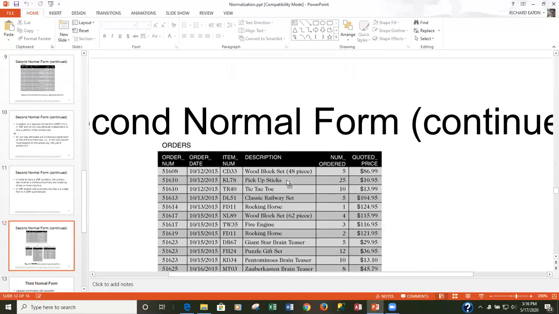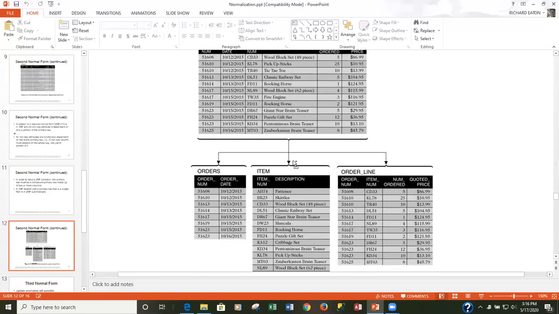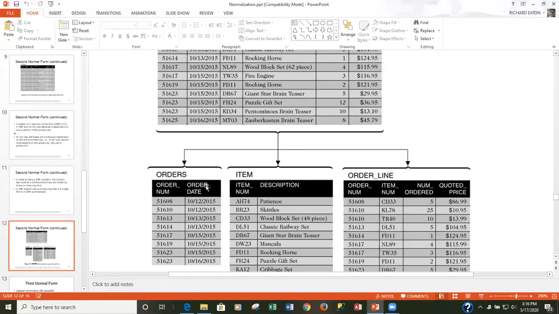Here's our original table, and here is our solution. We take the order number and the order date from the original table and put them into a table by themselves. We would make the order number the primary key, and the order date is a non-key field fully dependent on the order number.